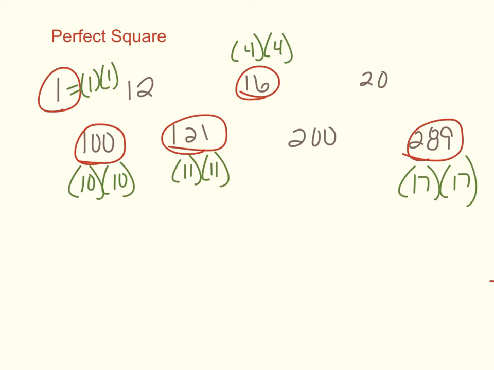Why are they called squares? Well, they're called squares because when you're looking at 1 times 1, which equals 1, another way of writing that is 1 squared. 4 times 4, 4 squared. 10 times 10, 10 squared. 11 squared, and 17 squared. Since these are written with the squared sign, or raised to the second power, we consider them squared.